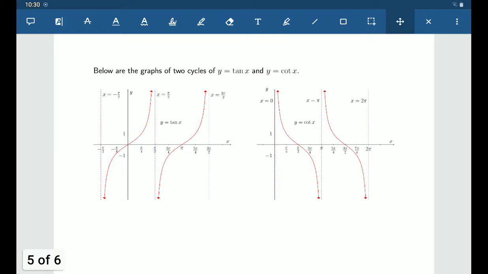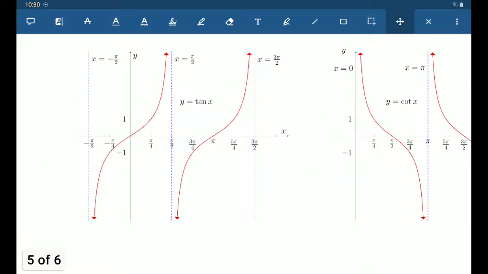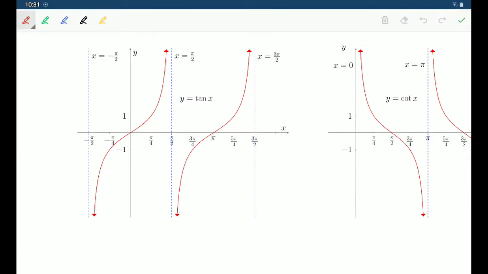And here's a couple of cycles of our tangent and cotangent graph. Remember that tangent and cotangent were the two exceptions to the period of the trig functions. All the other trig functions have a period of 2 pi, but tangent and cotangent both have a period of only pi. If we're looking at the tangent graph, for example, we can see that we've got vertical asymptotes at 90 degrees or pi over 2, at 3 pi over 2 or 270, and at negative pi over 2, negative 90.